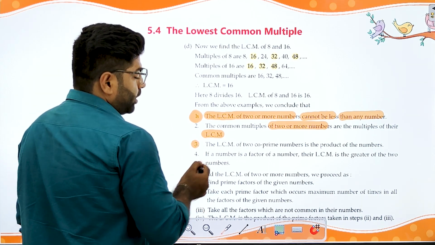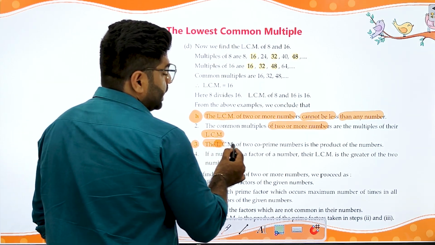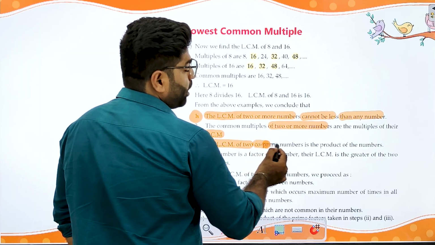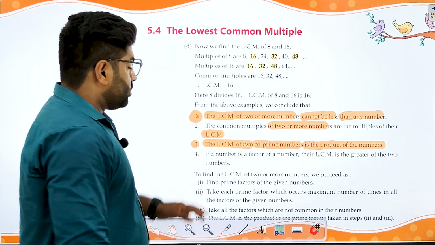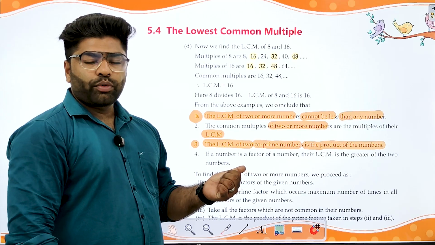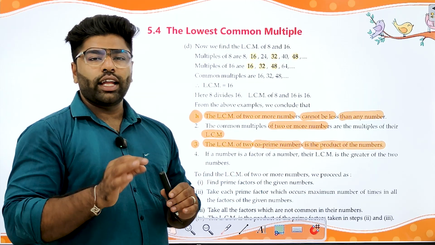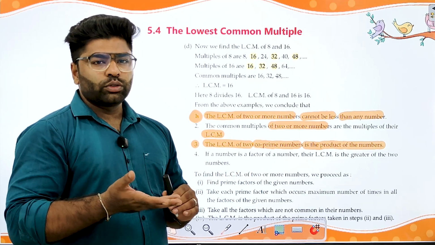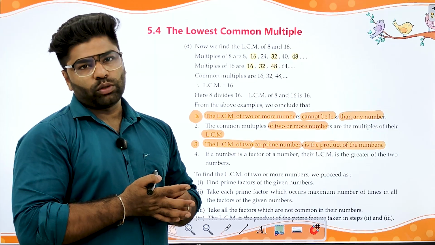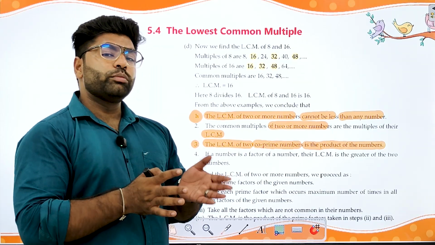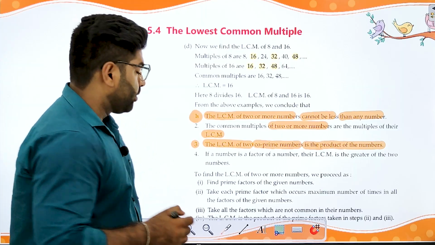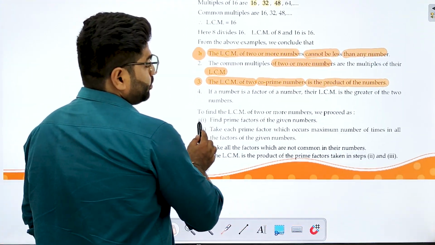Then come to the third part. The LCM of two co-prime numbers is the product of the numbers. Clear? Because co-prime numbers don't have any common factor, they don't have any common multiple smaller than the product. So if we have to find the LCM of these two numbers, we have to multiply them. Clear?